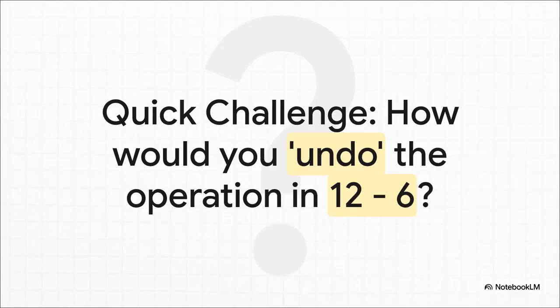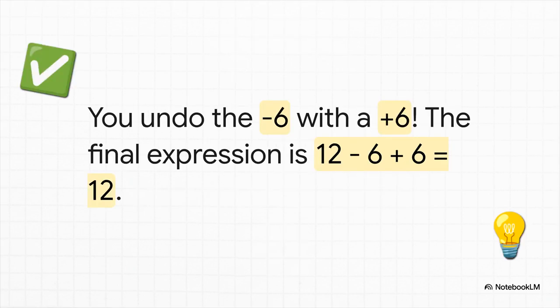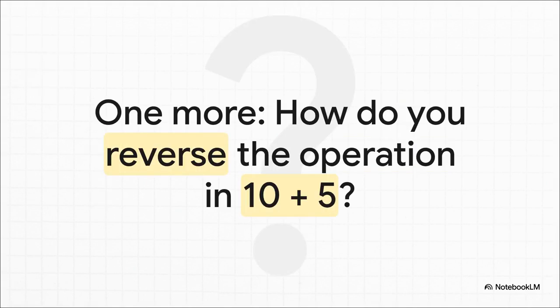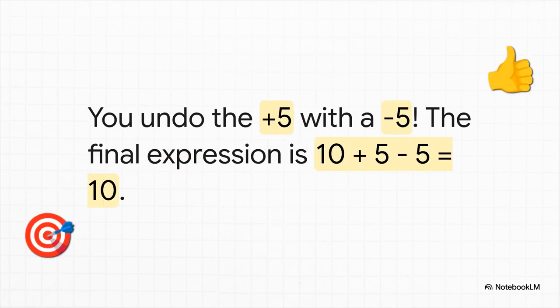All right, let's do a quick challenge to make sure this is locked in. You ready? How would you undo the operation in 12 minus 6? By adding 6 back. Of course. Easy, right? Okay, next one. How would you undo 10 plus 5? You just subtract 5. See? It's that simple. One tool to reverse, another to keep things the same. So simple, but so powerful.